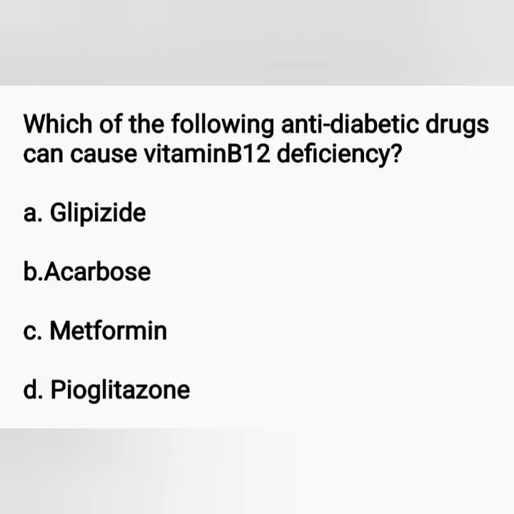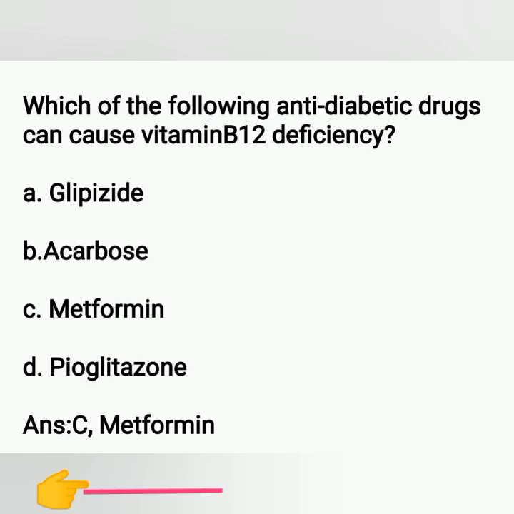On to the next question. Which of the following anti-diabetic drugs can cause vitamin B12 deficiency? Options: option A glipizide, option B acarbose, option C metformin, option D pioglitazone. The question is, which anti-diabetic drug can cause vitamin B12 deficiency? And the correct answer is metformin. Option C is the correct answer.